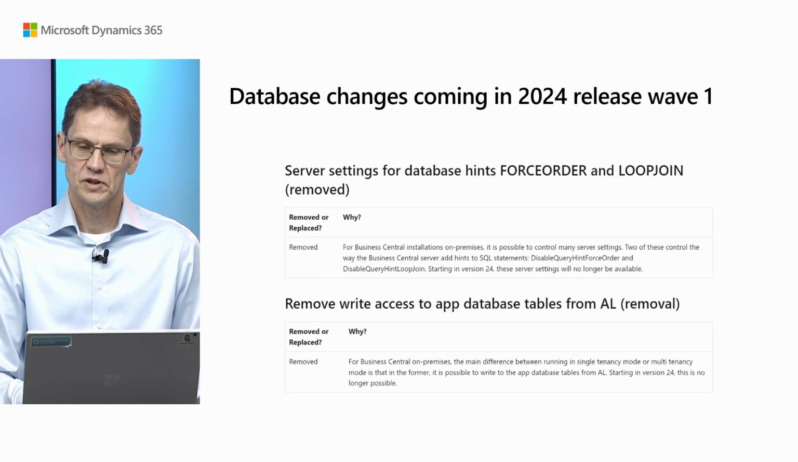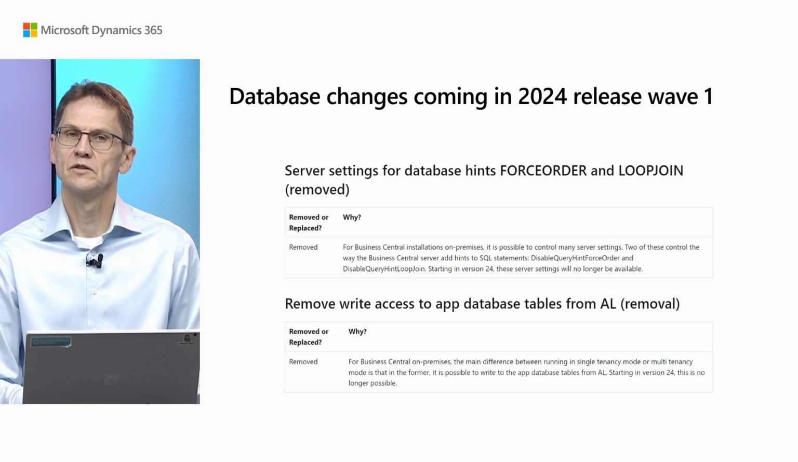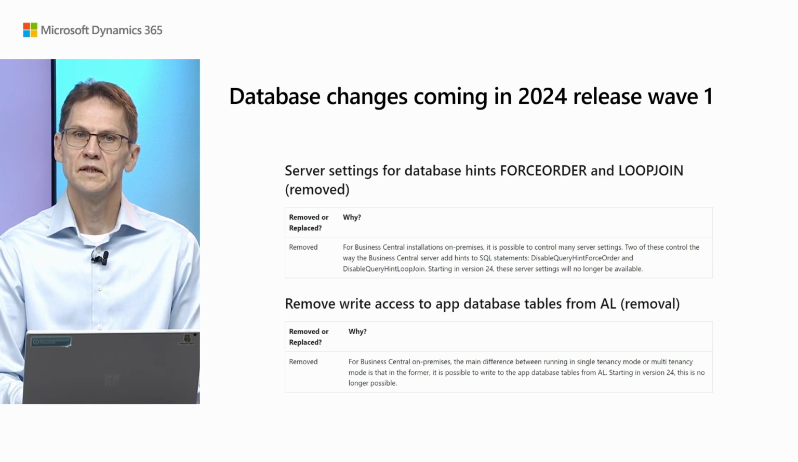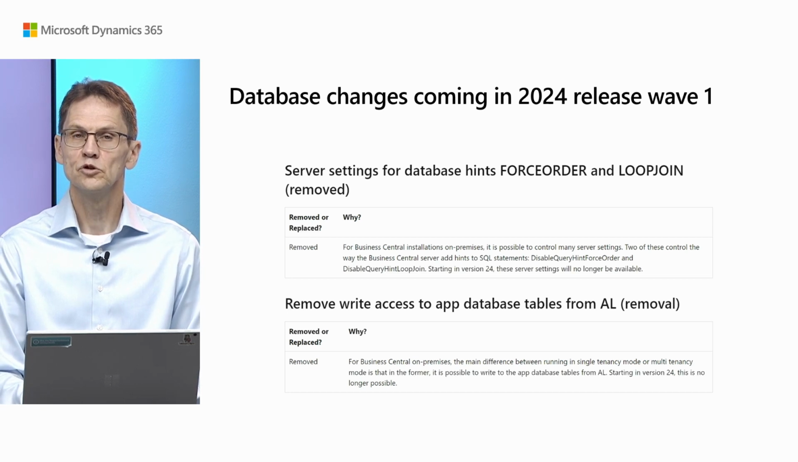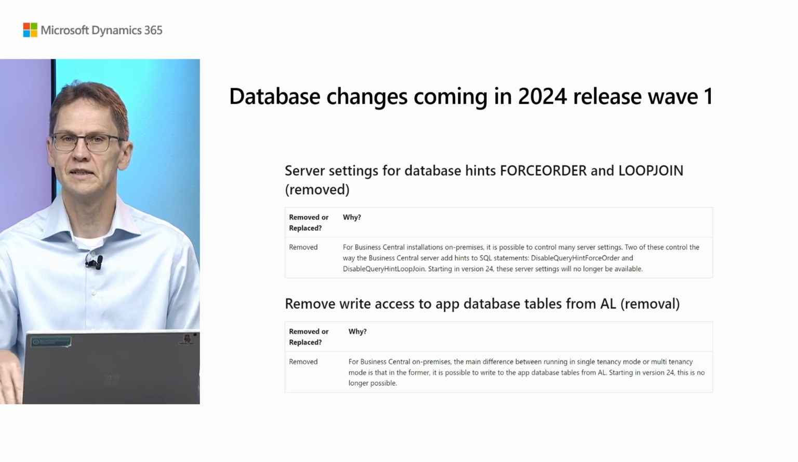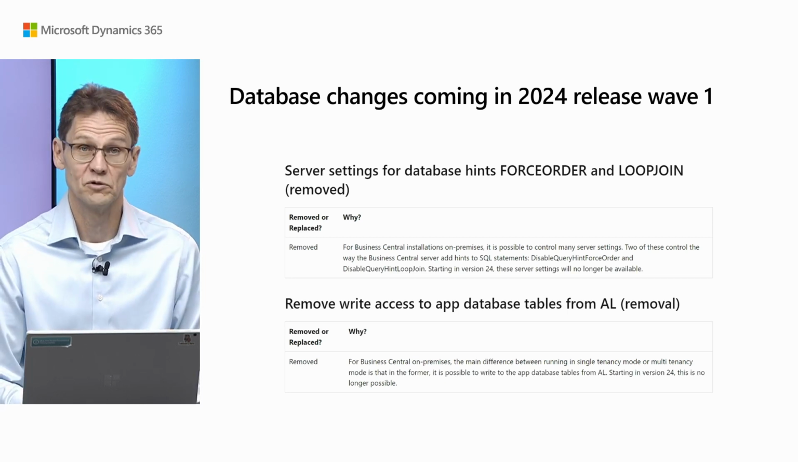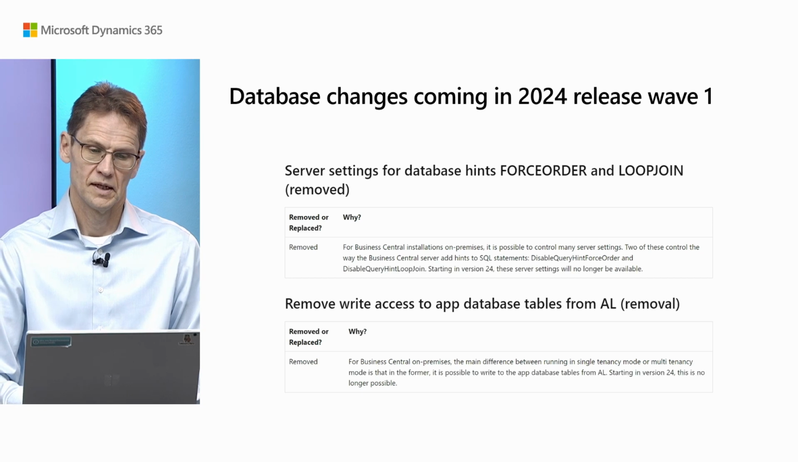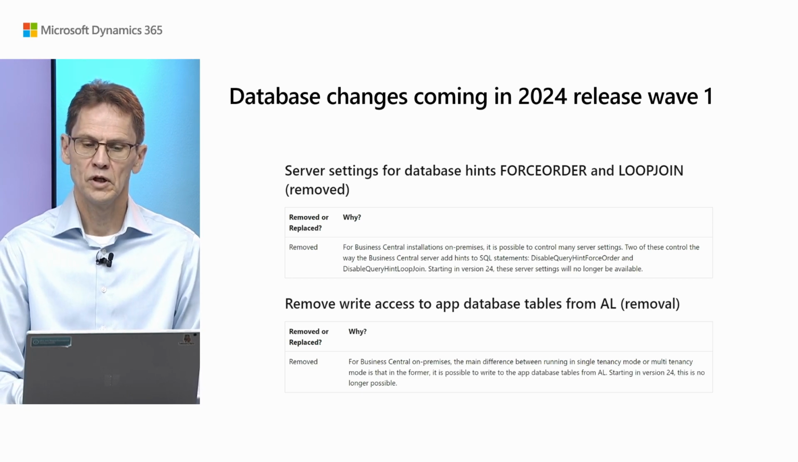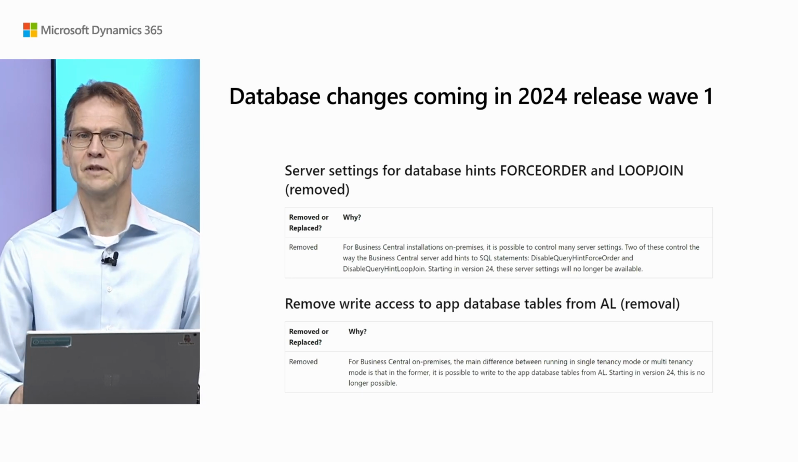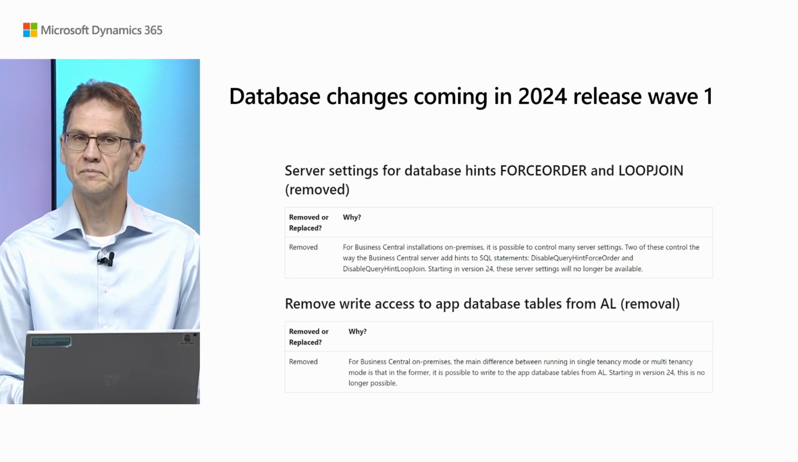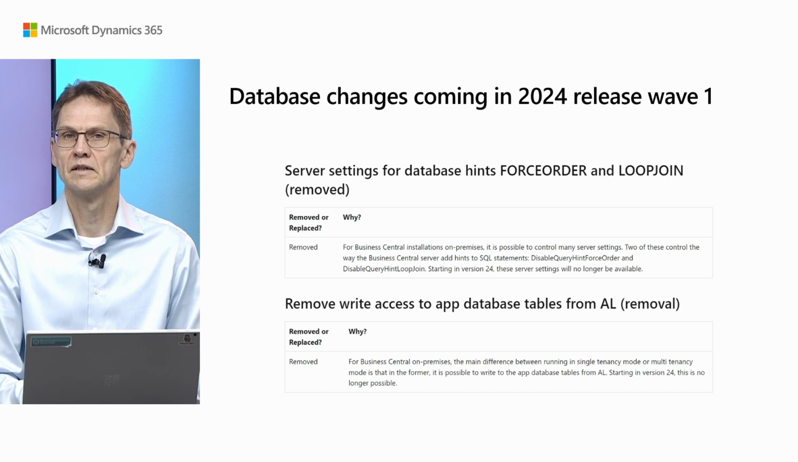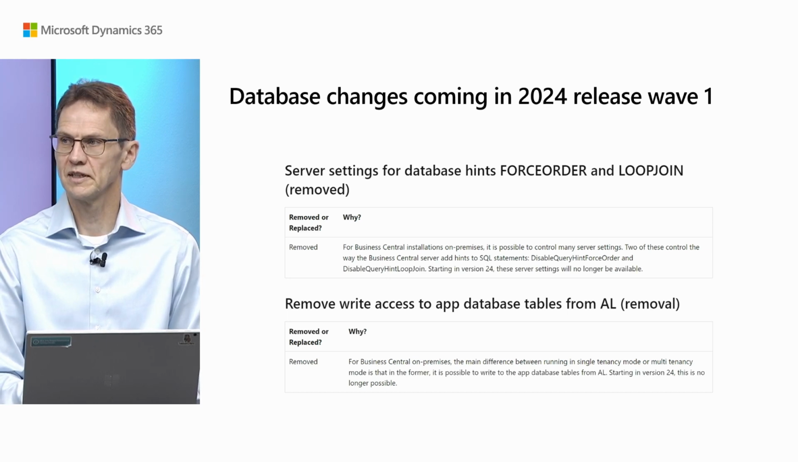There are also a few changes that are upcoming in 2024 release wave 1. The server settings for force order and loop joins will be removed so that you don't have the opportunity to run that in the old way. This is how we've been running for years in the service. And also for on-premises, you might run with the ability to write to the app database. We will remove that possibility from the next release.